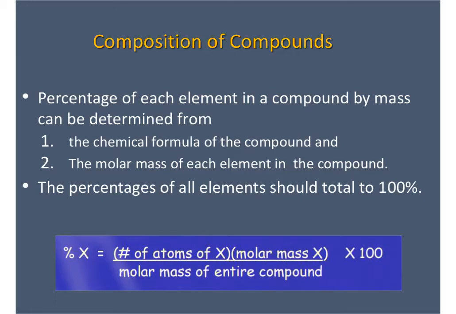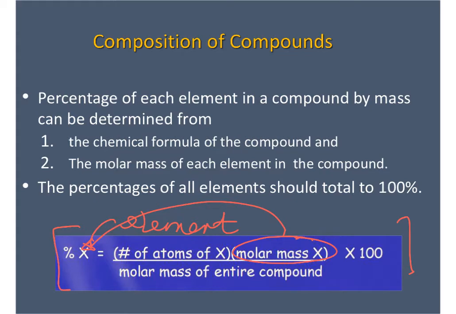So here's the formula that we use to calculate the percent, where X represents an element. And again, keep in mind that it's percent by mass. It is not percent by number of atoms, okay? So you start with the molar mass of the element that you're interested in. And then, of course, you have to multiply the molar mass by how many atoms of that element are in the compound. And then, since it's a percent, you divide it by the molar mass of the entire compound, okay?